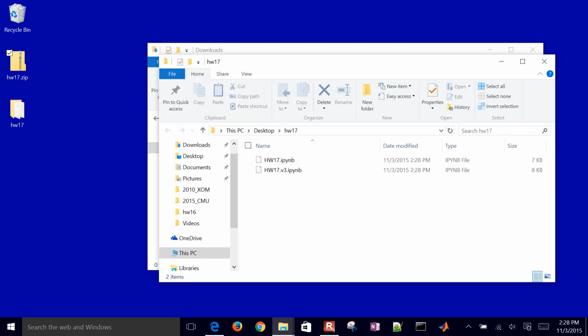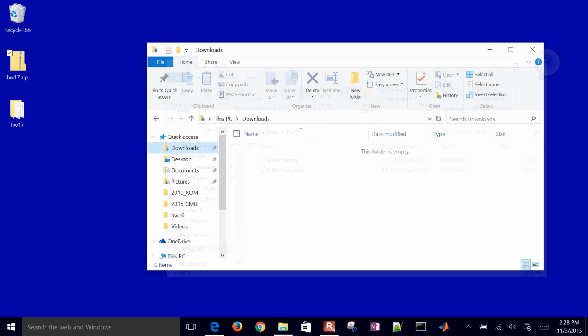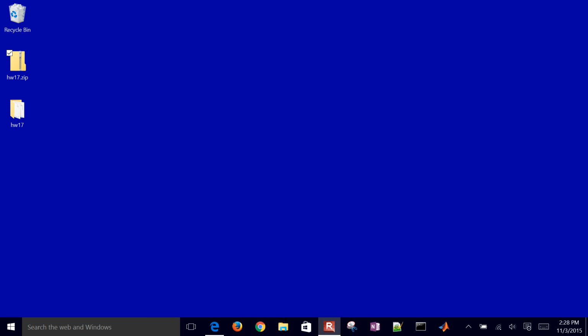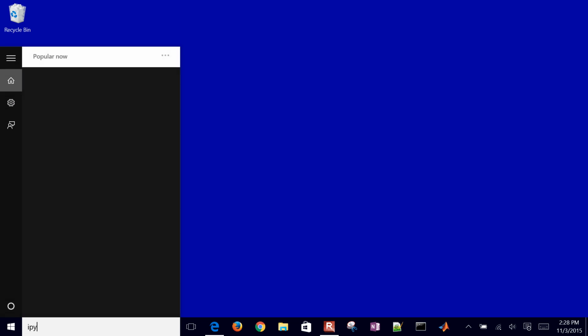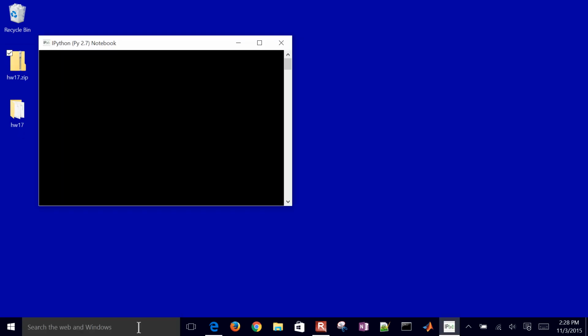You'll see two files there. One is homework 17 IPython notebook. The other one is homework 17 version 3 IPython notebook. So if you have an older version of IPython notebook, the other file will work for you. Okay, so I'm going to start up the IPython notebook.